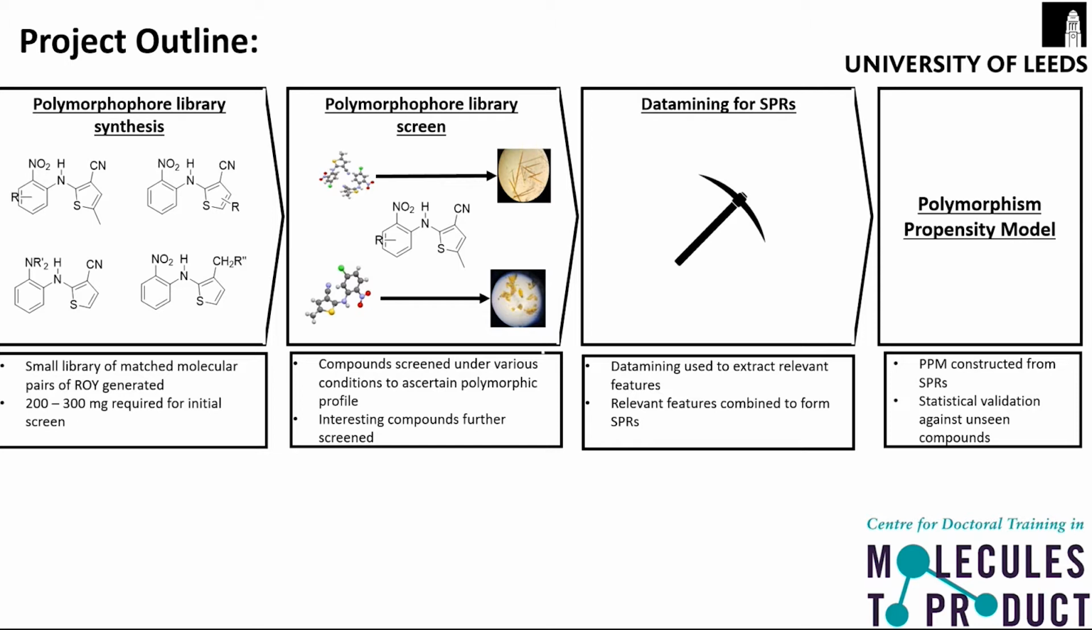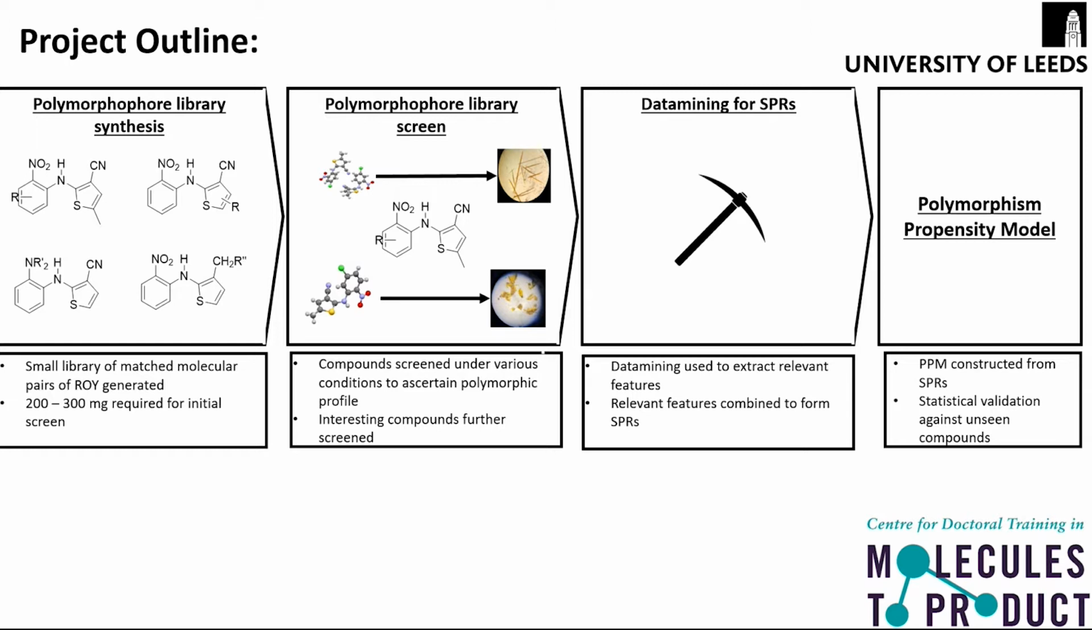The rationale behind that we'll comment on in a second, but we're aiming to generate around 200 to 300 milligrams of each of these compounds for our initial high throughput screen. Once that library has been synthesized, chemically characterized, and had its solid forms characterized, we are then going to submit that library of analogs for a polymorph screen.